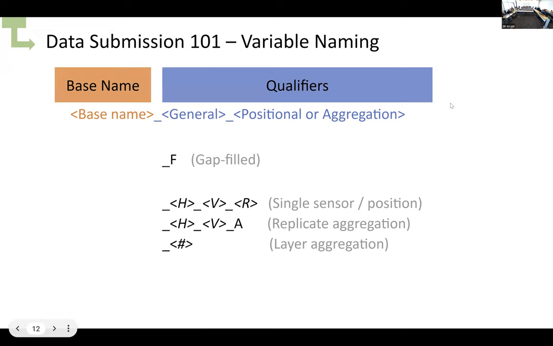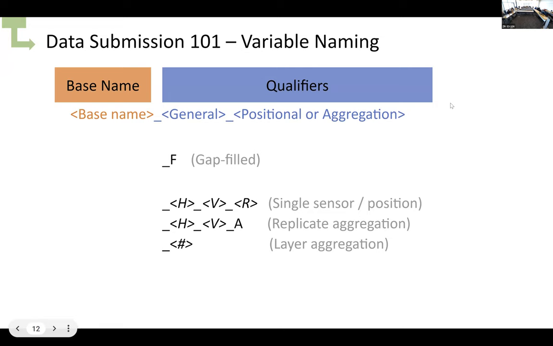Just a few slides about the data variable naming. The structure is like this, right? We have a name here. It's about the physical or biological property of your variable. And we have a qualifier.